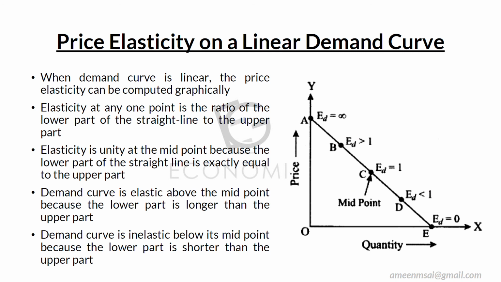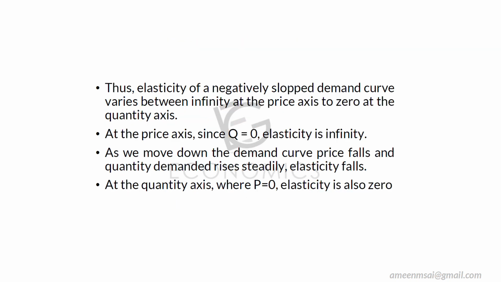So why does the elasticity decreases? ഈ ലൈനിന്റെ മുകളിൽ നിന്ന് അടിയിലേക്ക് വരുമ്പോൾ elasticity കുറഞ്ഞു വരും. Because the price decreases. When we come from A to B, the price decreases and the quantity demanded keeps on increasing. So when we reach at point E, the price is 0 and the quantity demanded is at maximum. That's why the demand is inelastic. As we move down the demand curve, price falls and the quantity demanded rises steadily. That is, elasticity falls. At quantity axis where P is equal to 0, that is price equal to 0, elasticity is also 0. So that's what we had to discuss in elasticity.